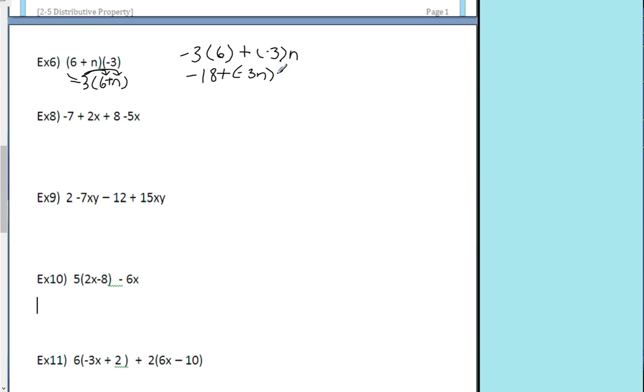And then remember, I'll accept this answer tonight, but there's a better answer. Adding a negative. I don't like having negatives in parentheses, so rewrite this addition as a subtraction. Change it to subtraction. It was negative, so now it's positive. And that's my answer. Negative 18 minus 3n. All right.